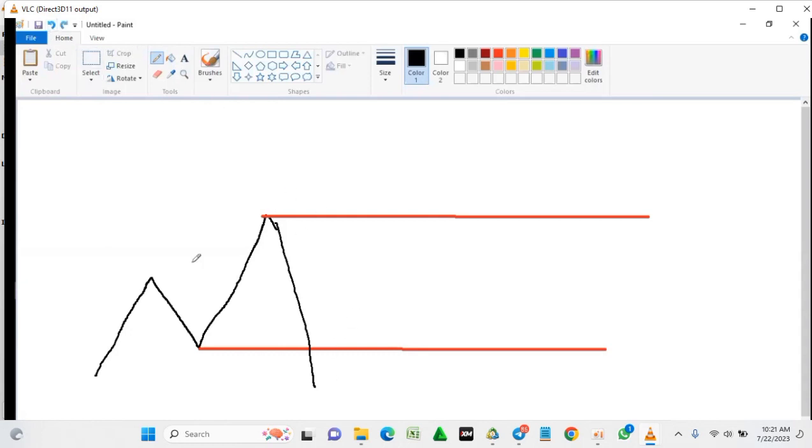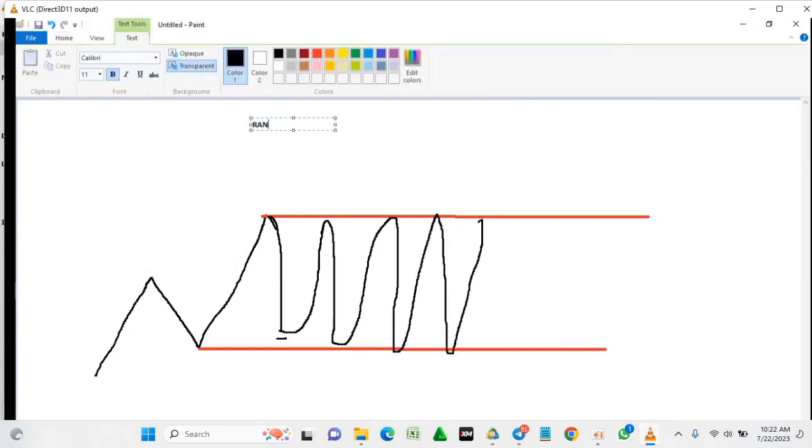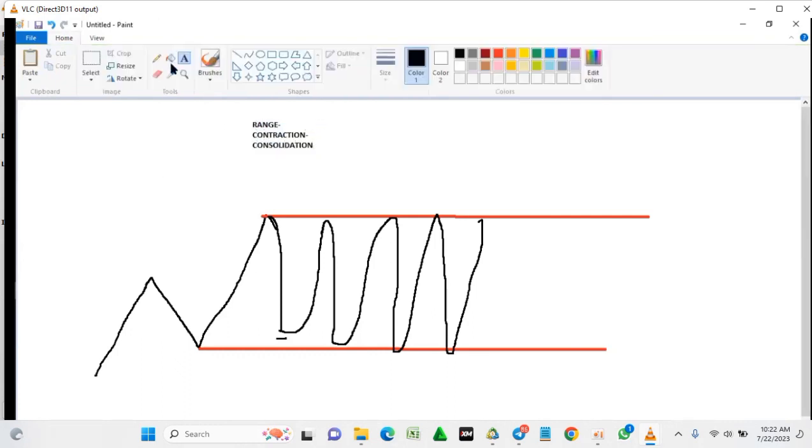So what is a ranging market? So let's say price creates a new high, comes down to create a higher low, then you buy here. But then price does not break market structure and does this. Now this is a ranging market moving sideways. That's what is commonly referred to as range, contraction, consolidation. They all mean the same.